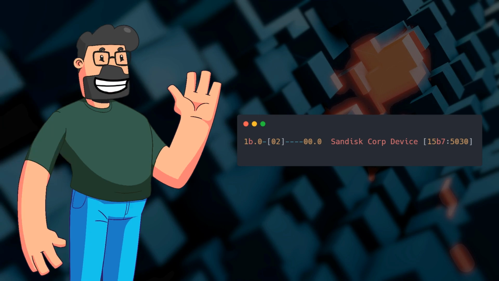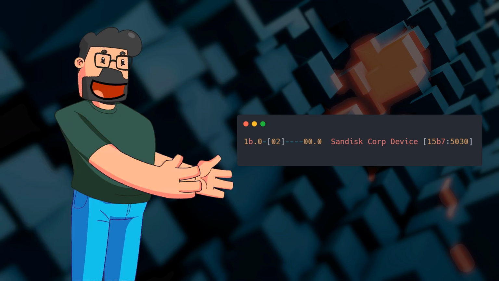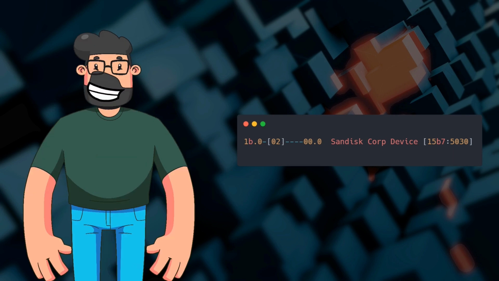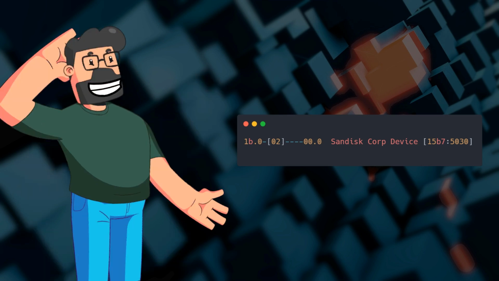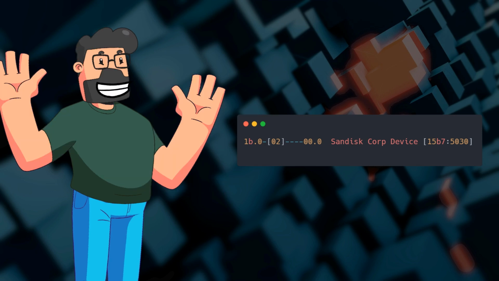The lspci output revealed the presence of a Sandisk device identified as 15B7:5003 connected to port 1B.0. This device, most likely an NVMe SSD, operates at a speed of 8 GT/s with a width of x4, indicating a PCIe 3.0 interface. This insightful information allows us to hone in on the specific PCIe device linked to this port, shedding light on the internal components of the laptop.